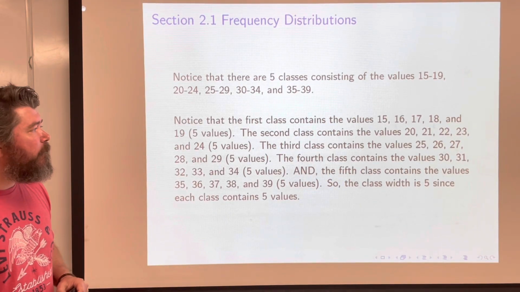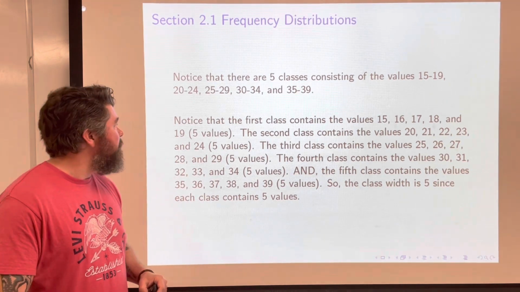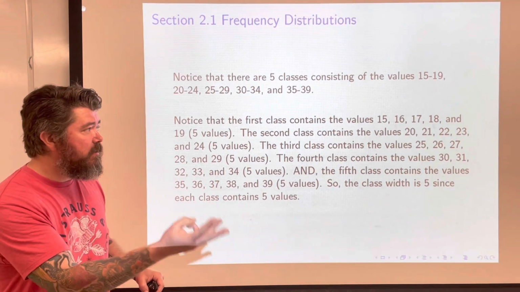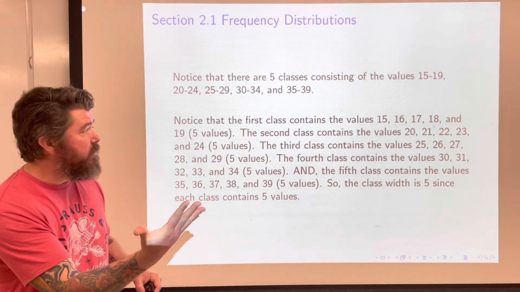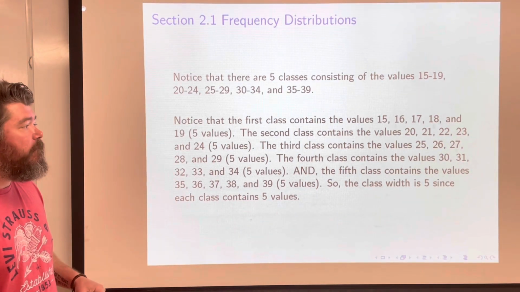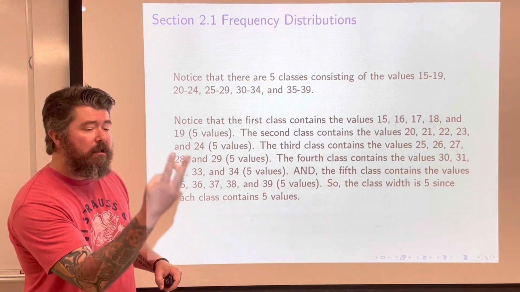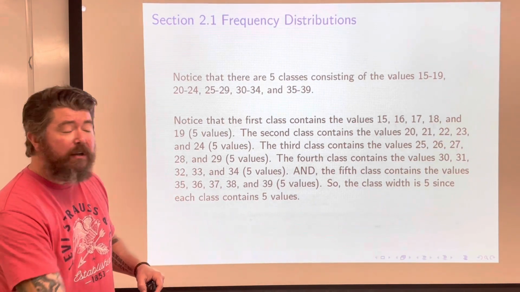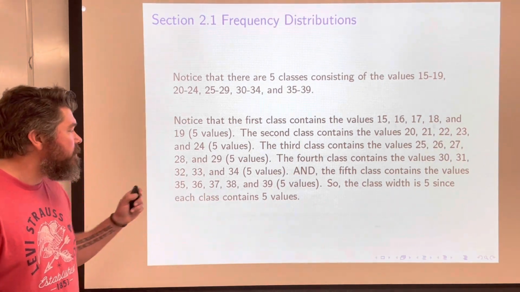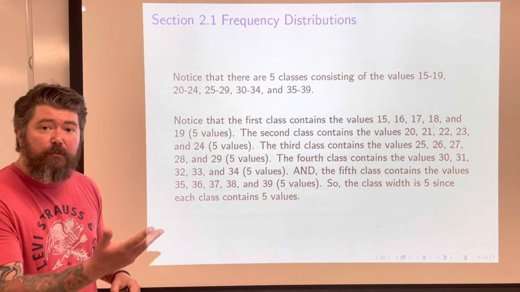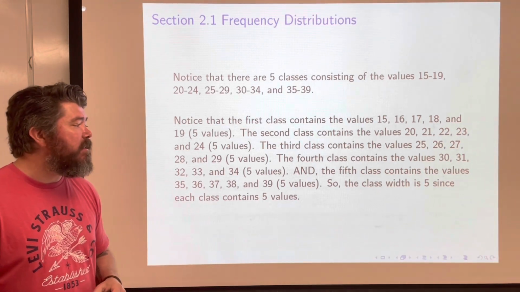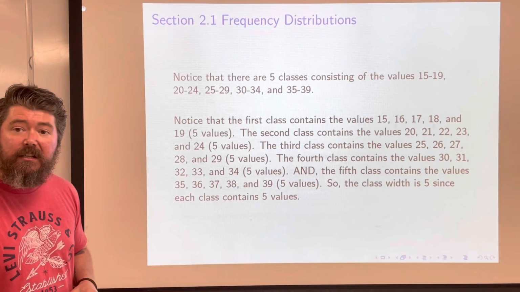Notice also that the first class contains the values 15 through 19. So if we count 15, 16, 17, 18, and 19, there are 5 values. The second class also contains 5 values, 20, 21, 22, 23, and 24. The third class, the fourth class, and the fifth class also contain 5 values, and we can easily count those. So the class width in this case is 5, since each class contains 5 values.